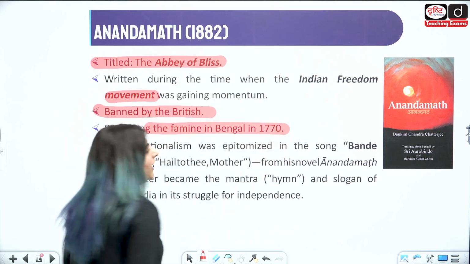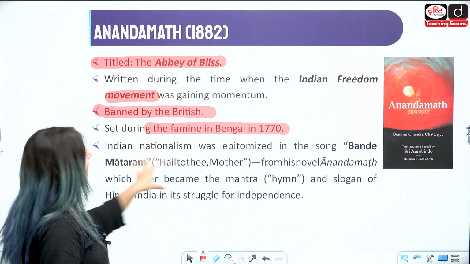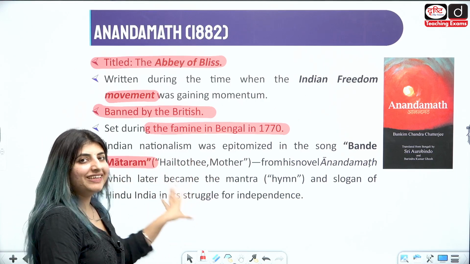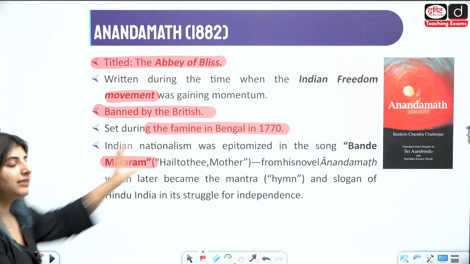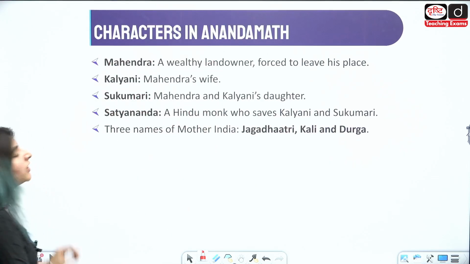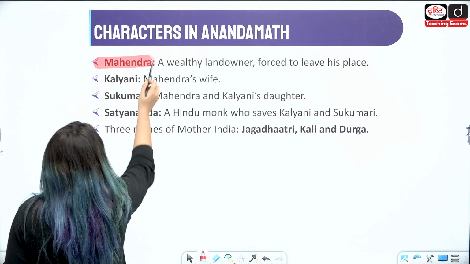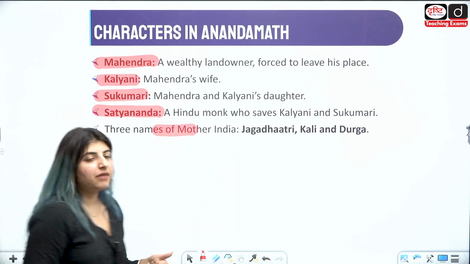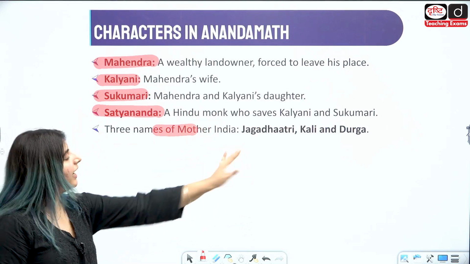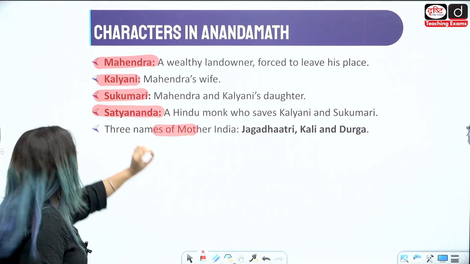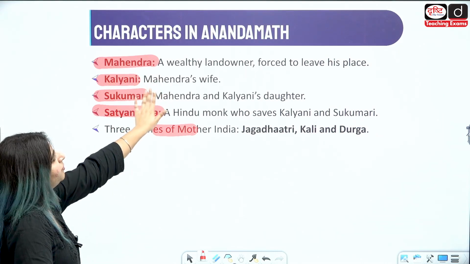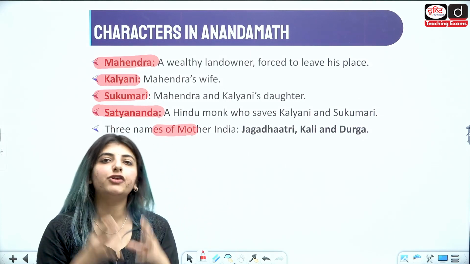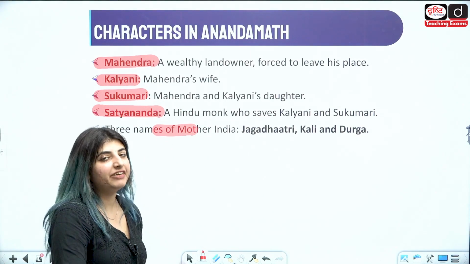Set during the famine in 1770, we also see that Bande Mataram, the Indian national song, was composed in this particular work of his. Here we see characters such as Mahendra, Kalyani, Sukumari and Satyanand, and three names of Mother India are mentioned: Jagadatri, Kali and Durga. Coming back to the story, Mahendra is a wealthy landowner. He is forced to leave his place because of the Bengal famine that happened in 1770.